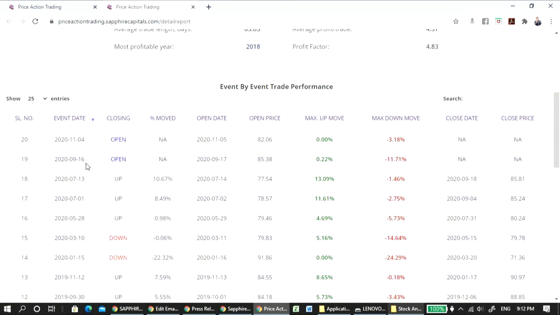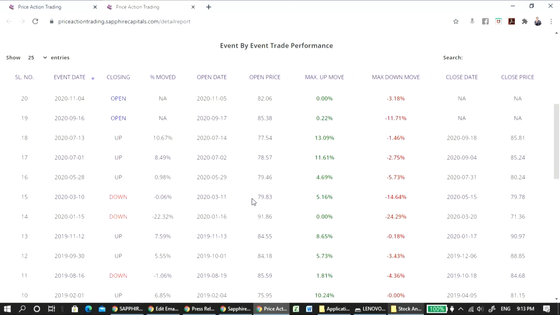So 4th of November and 16th of September, you can see these are open and there is no closing date and closing price, so there is no information available here. But let's look at the other ones. The 13th of July, that was a pretty significant performance, only 1.46% down to 13% up. The previous one, which is 1st of July 2020, 2.75% down but 11.61% up.